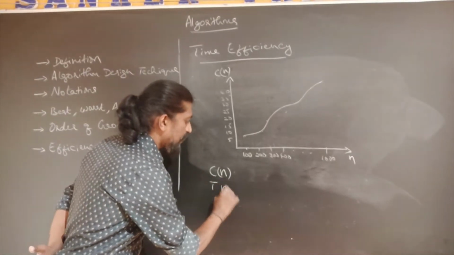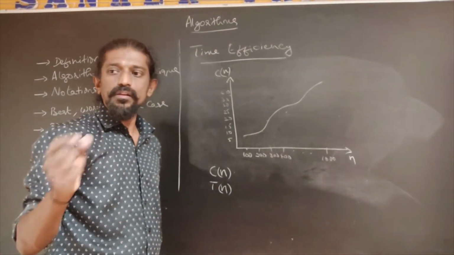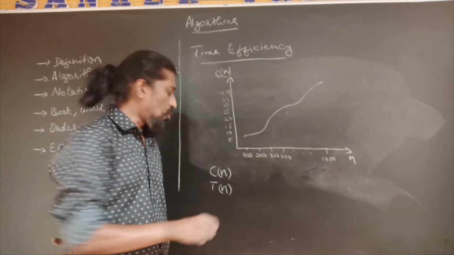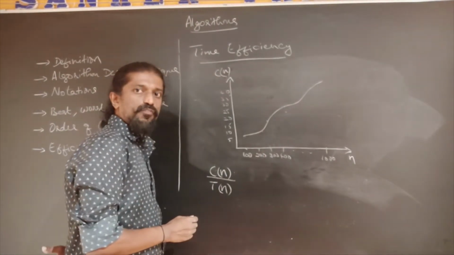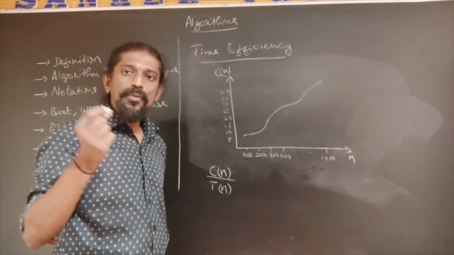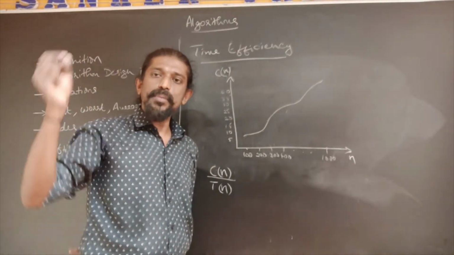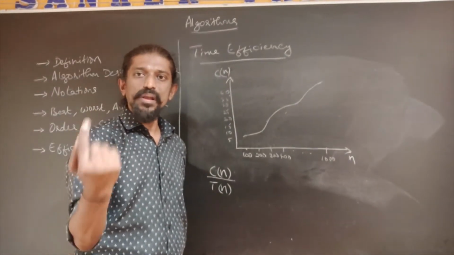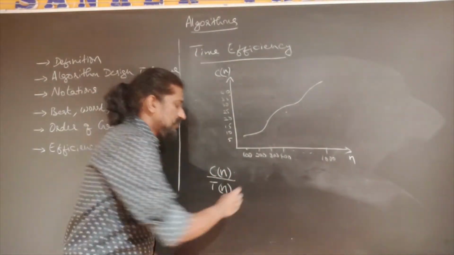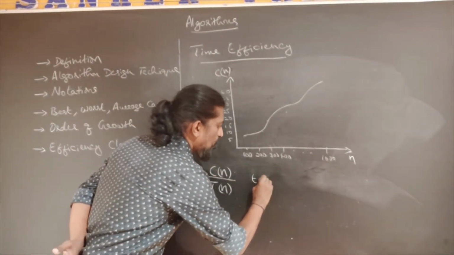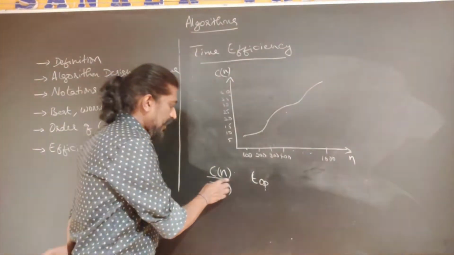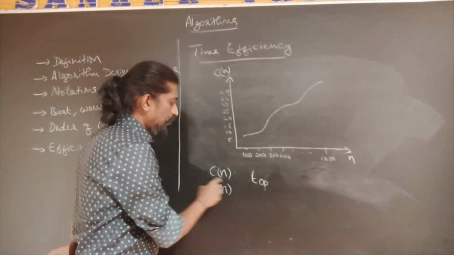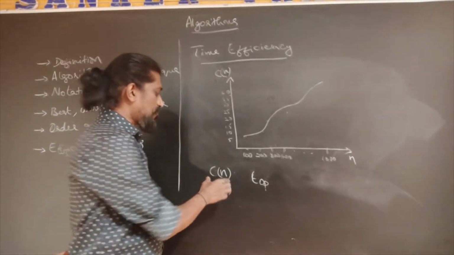We want T of n, what is the actual time that will be taken on a particular machine to give output using this algorithm. Here we know how many times we are performing the operation. If we know how much time is needed on a particular machine to execute one instruction, we will represent it by TOP, the time required to perform one operation.